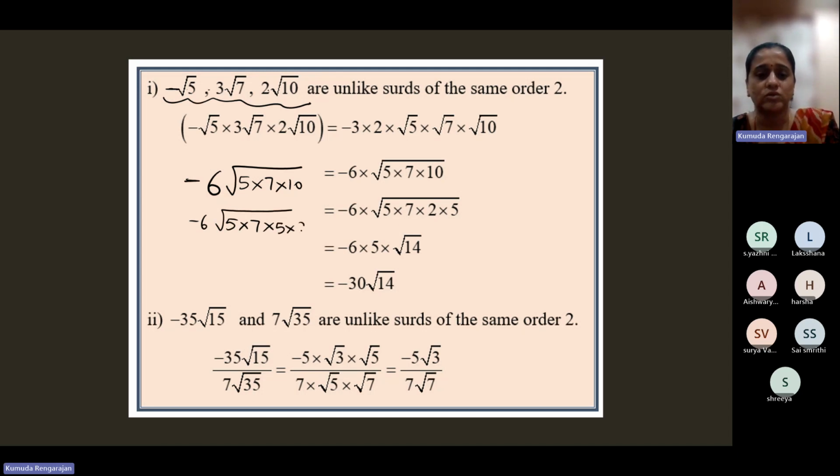So here we have 5 into 2. From 2 5s, 1 5 comes out of the square root. But 7 and 2, they don't have a pair, so they remain under the square root. 7 2s are 14. So the product is minus 30 root 14.